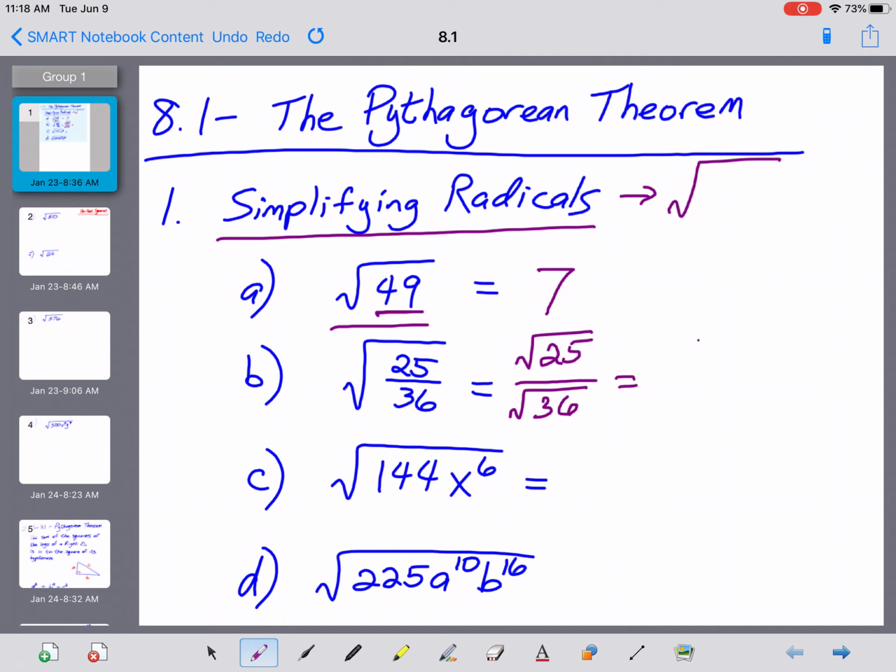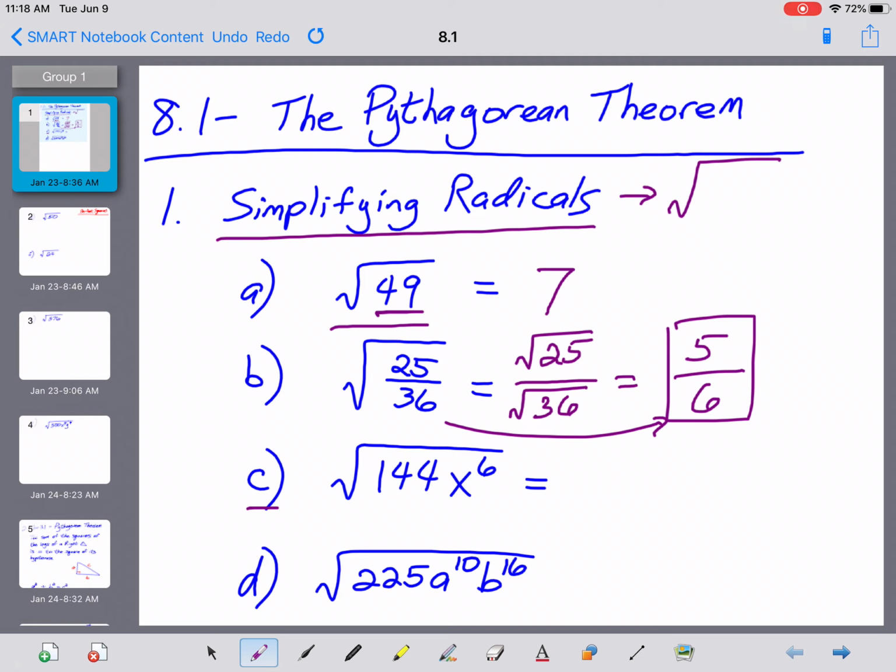So the square root of 25 is 5, because 5 squared is 25, and the square root of 36 is 6. So 5/6 is the square root of 25 over 36. Now that middle step right there might be one that you guys can skip as you get a little bit more comfortable with this.